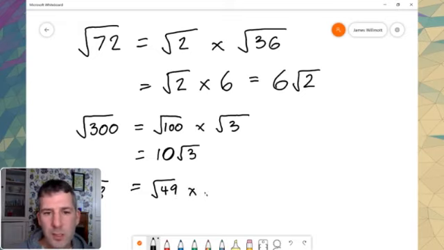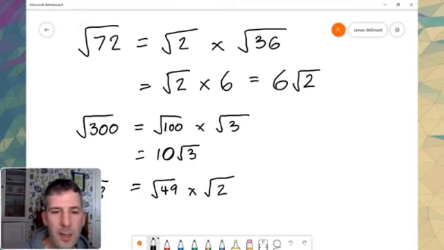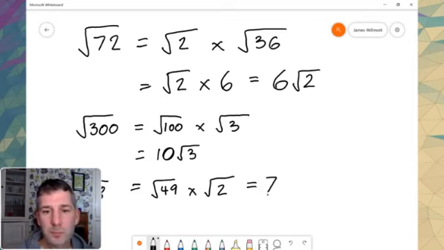49 times 2 is the same as root 98. And that's really good because I know that 49 is 7 squared. Okay, in other words, the square root of 49 is 7 times root 2.